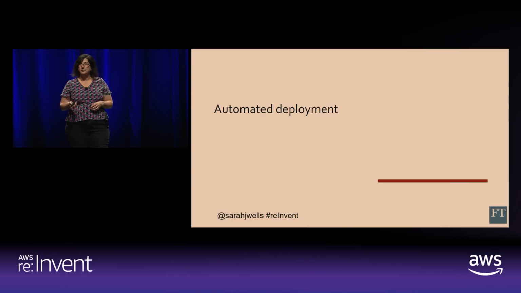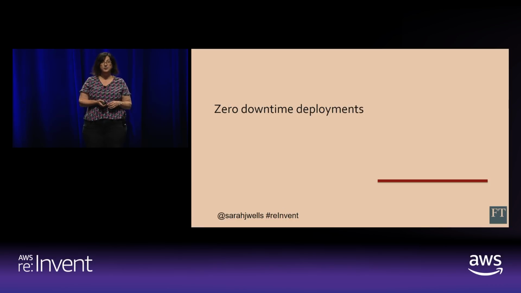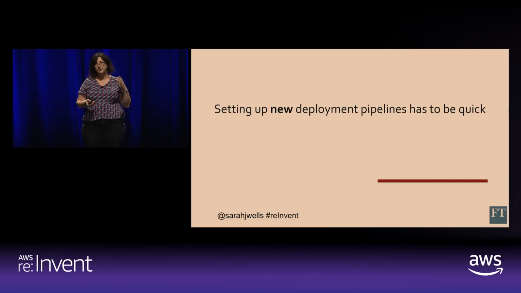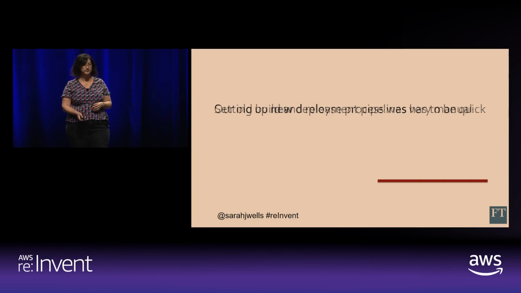The same need for speed applies for deployments. If you're going to benefit from microservices, you need to be able to make lots of small deployments. They have to be quick, easy, which means they have to be automated. And you really need them to be zero downtime, because you need to be able to make them all the time without affecting your users. And when you build a new microservice, you want to be able to set up a deployment pipeline for it very quickly, because you're doing this all the time.